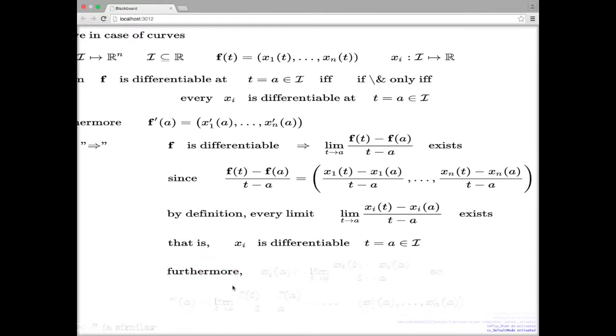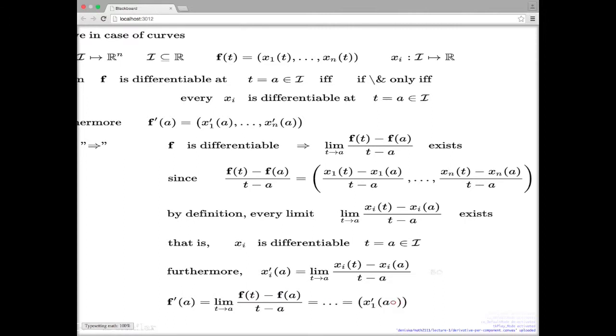Furthermore, we can say that this limit basically has a name right now. It has the name x dash i at the point a. That's how we define the derivative of the numerical function. So if you put the limit symbol here, for the second component, the last component, every one of these limits, we know they exist and we can abbreviate them with this symbol. We conclude that f dash a, which is by definition this limit, is a combination of x dash 1, x dash 2, and x dash n.